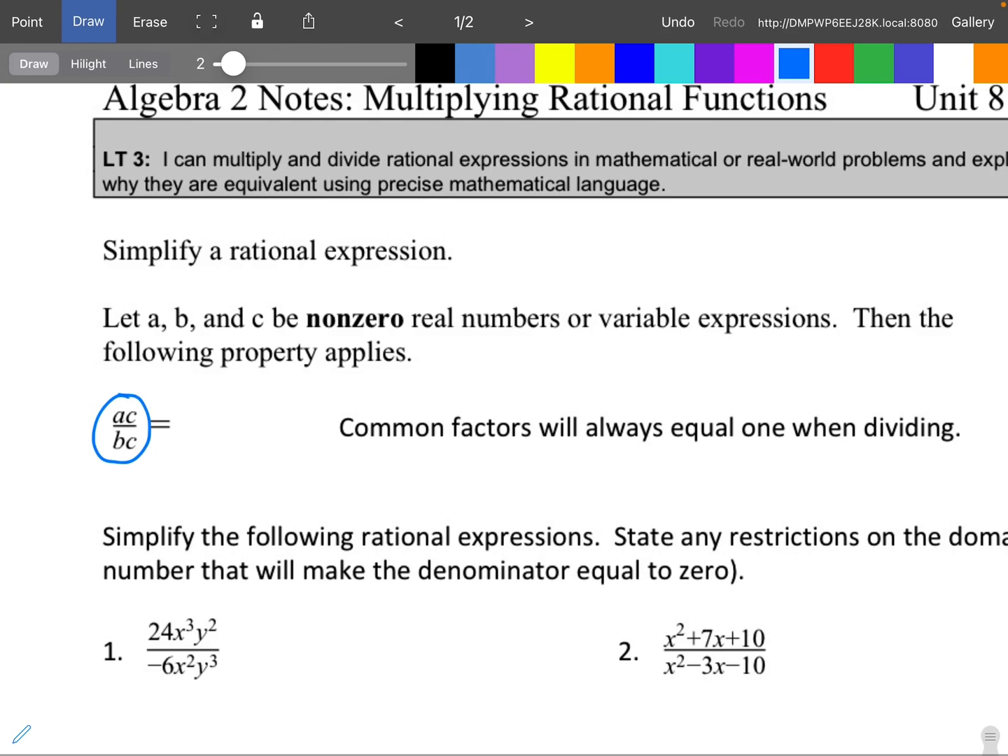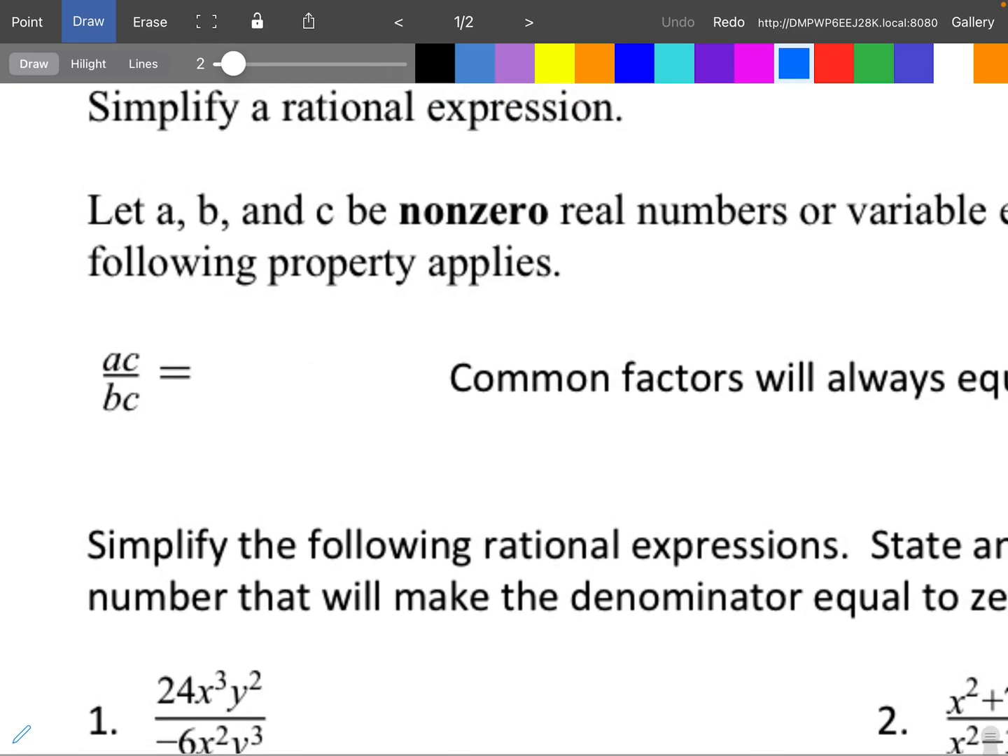Simplifying is the easiest. Now, it says, let a, b, and c be non-zero real numbers or variable expressions. So we're not just talking about a, b, and c. We're saying that those stand for something. So we have whatever a is times whatever c is over whatever b is times whatever c is. All right, so those have to be non-zeros, so the following property will apply.